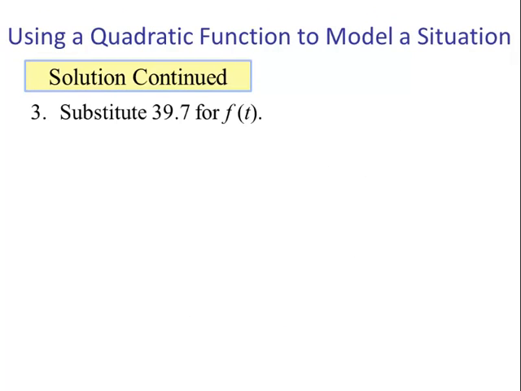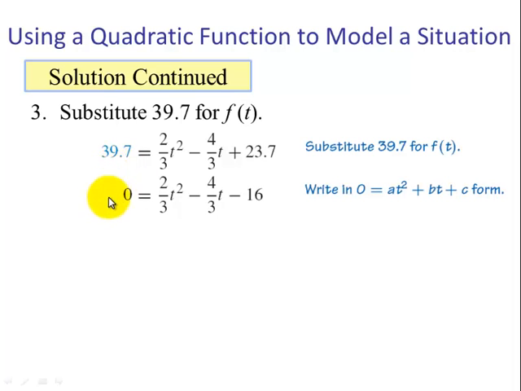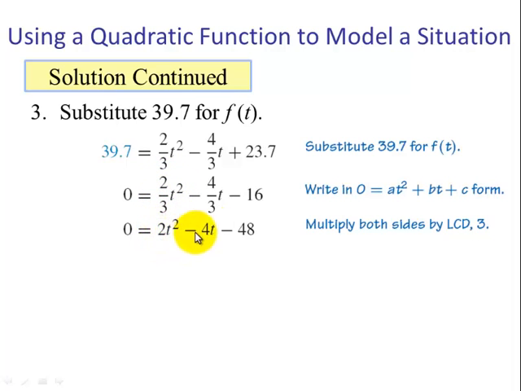Number 3, we substitute 39.7 for f of t. Next, we subtract 39.7 from both sides, so the model will be equal to 0. Our next step is to get rid of the fractions, so we're going to multiply both sides of the equation by the least common multiple of the denominators, which is 3. So this multiplied by 3 becomes 2t squared. This term multiplied by 3 becomes minus 4t, and minus 16 multiplied by 3 becomes minus 48.